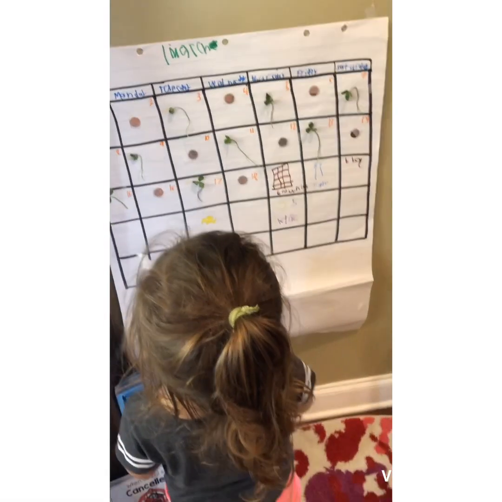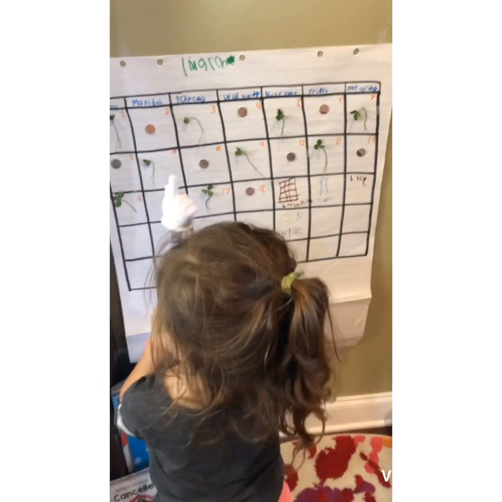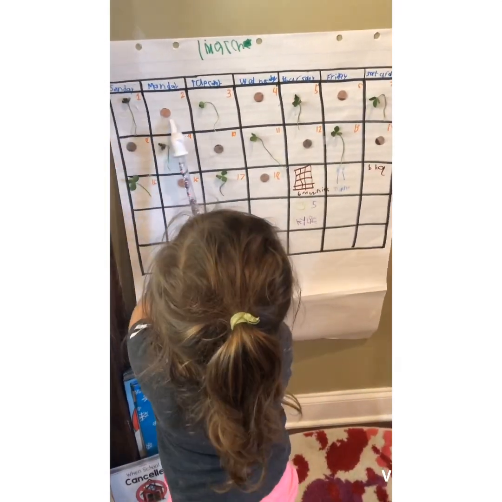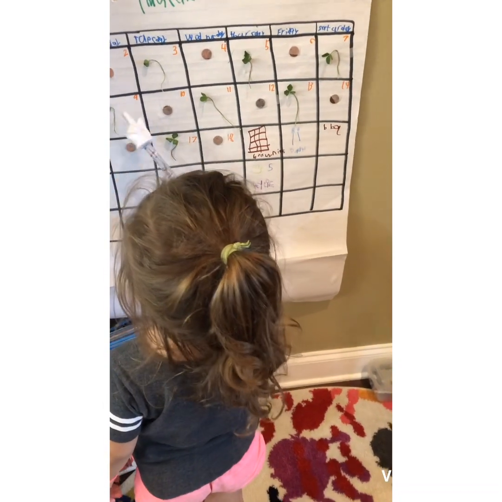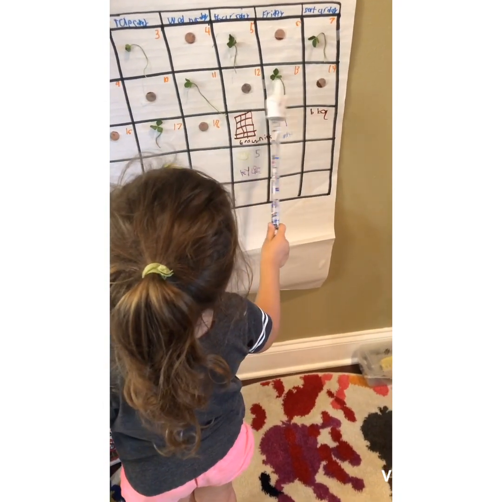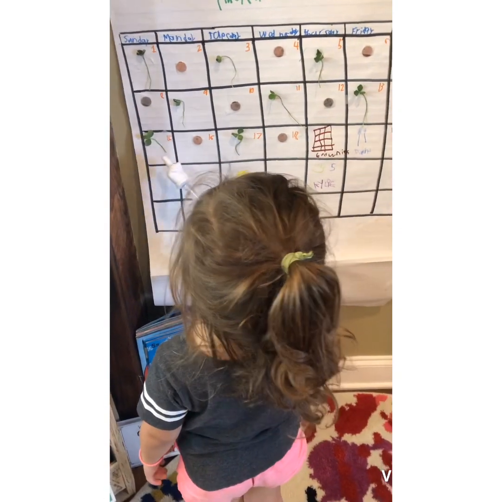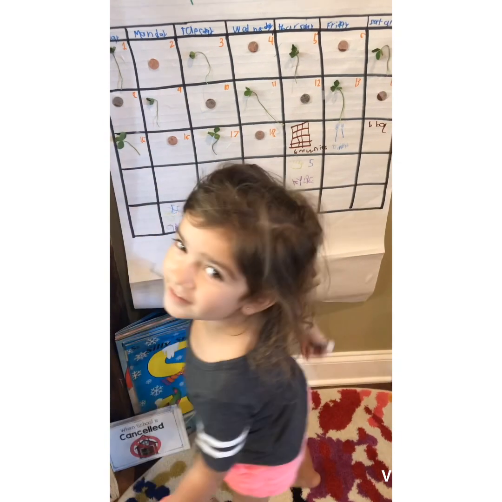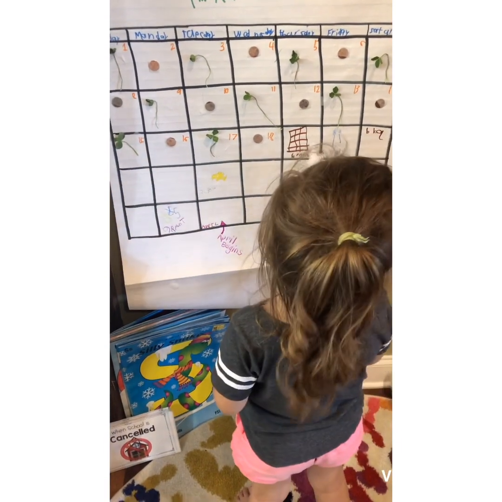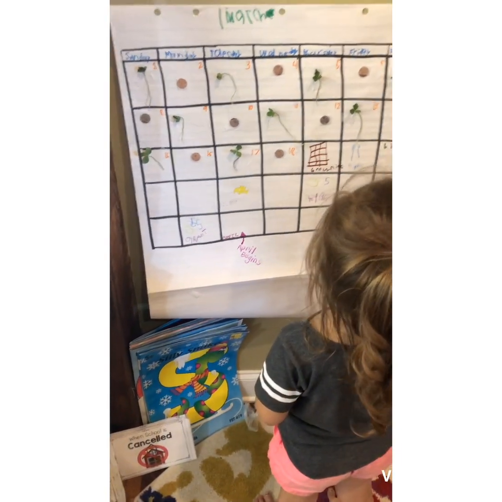All right, count, and let's see what date do we think is gonna be. 11, 12, 13, 14, 15, 16, 17, 18. What comes after 18? 19. 19. So we'll have to write a number 19.